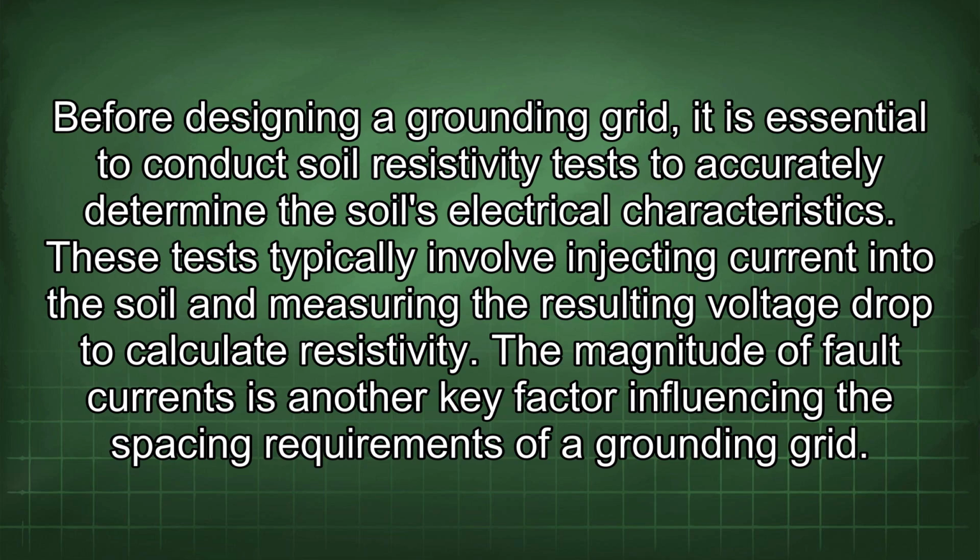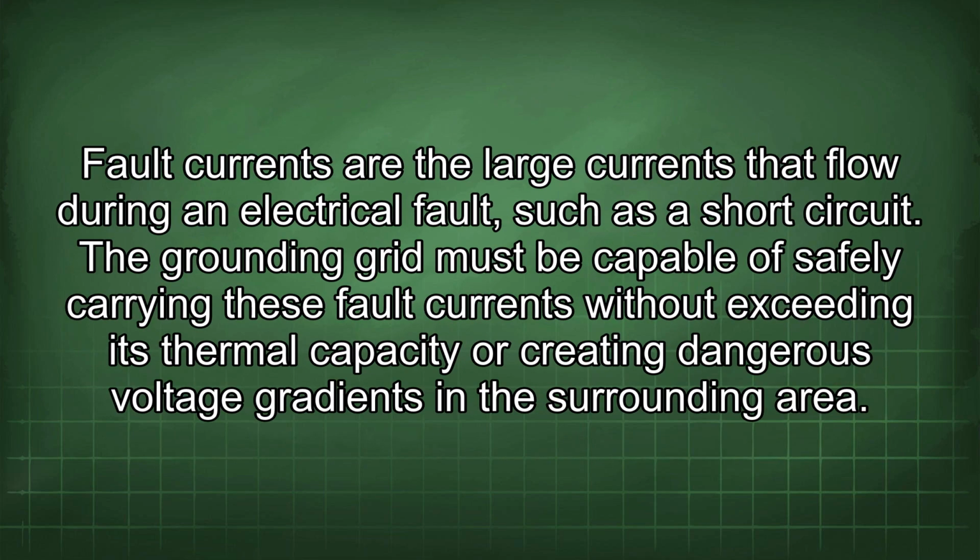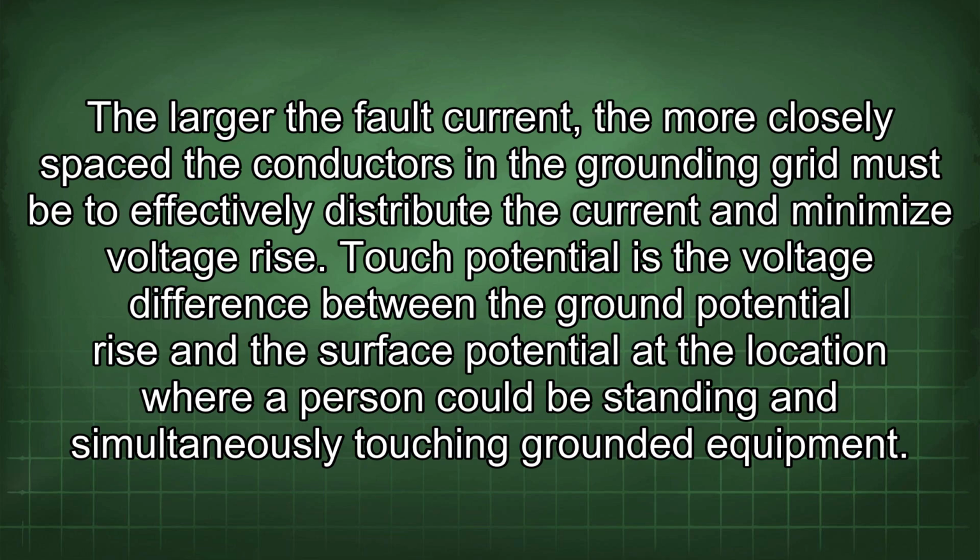The magnitude of fault currents is another key factor influencing the spacing requirements of a grounding grid. Fault currents are the large currents that flow during an electrical fault, such as a short circuit. The grounding grid must be capable of safely carrying these fault currents without exceeding its thermal capacity or creating dangerous voltage gradients in the surrounding area. The larger the fault current, the more closely spaced the conductors in the grounding grid must be to effectively distribute the current and minimize voltage rise.